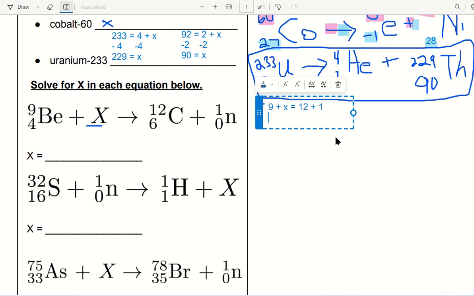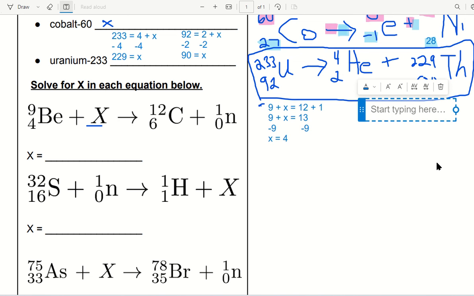Oops, typed that wrong. 9 plus x equals 13. Then what? Minus 9, right? Minus 9, both sides. X equals what? 4. All right, now let's do the bottom. We have 4 plus x equals 6 plus 0.